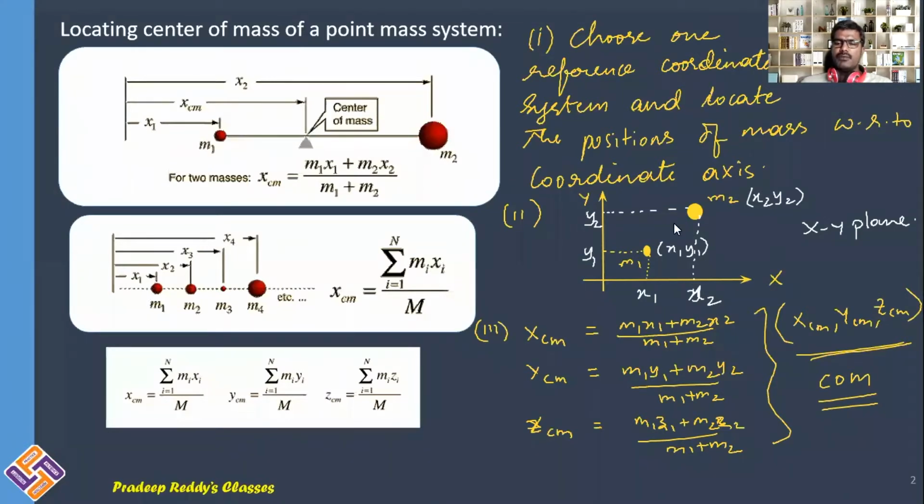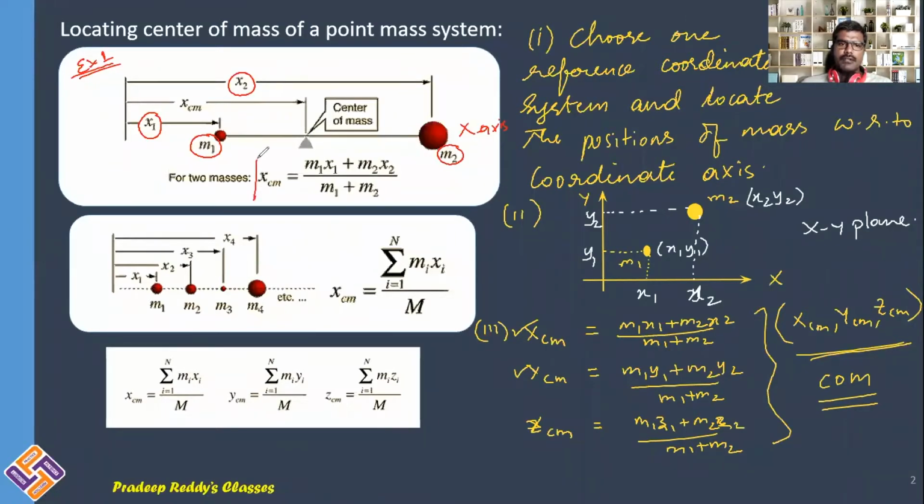In this case, we are taking two masses in the XY plane, so we will be calculating only XCM and YCM in this reference example. Now let us take this example where we have two masses, m1 and m2. These two masses are located only along the x-axis. Along the y-axis, they do not have any coordinates. They are just placed along the x-axis, and m1 is situated at position x1, m2 at position x2. So you need to find the center of mass along the x-axis.